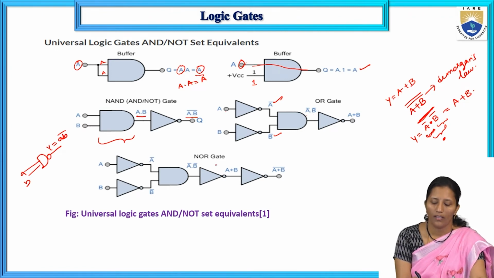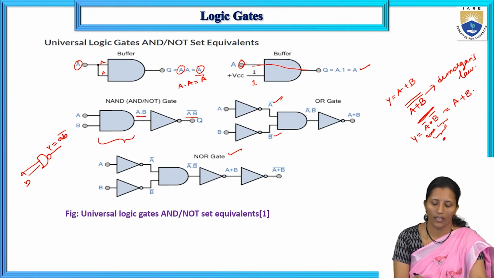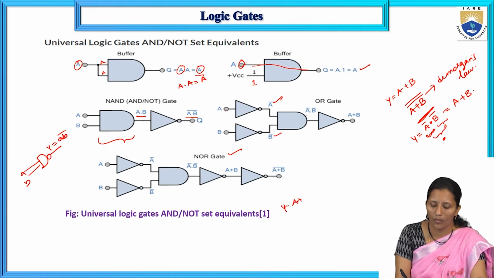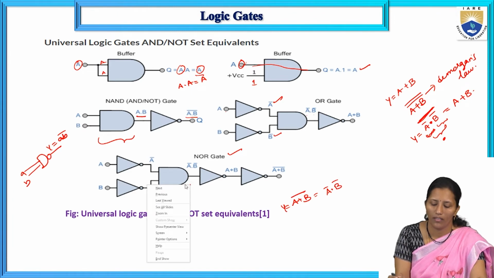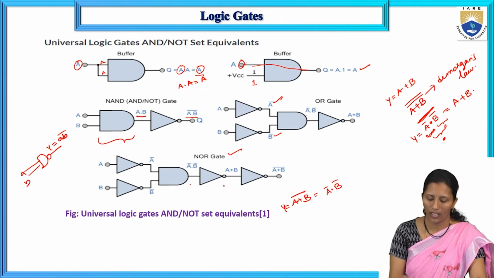NOR gate. We have to implement the NOR gate using only AND and NOT logic gates. What is the NOR gate output? A plus B whole bar. So we can write this as A bar into B bar. Here we are going to get A bar into B bar, that is equivalent to A plus B whole bar.